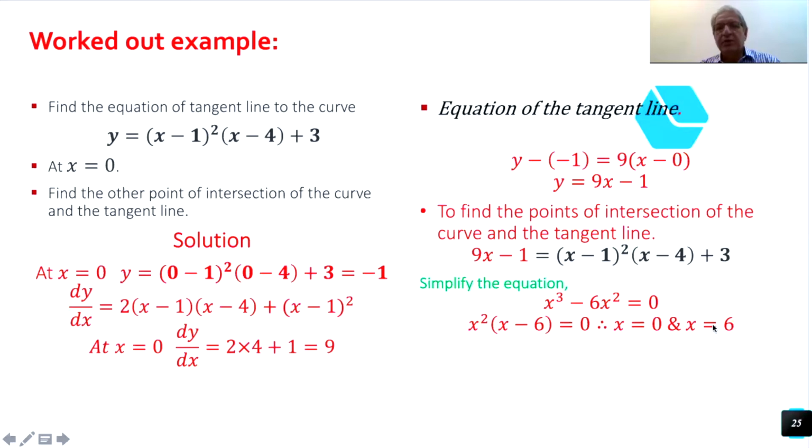When x equal to 6, you can put it into the line or into the curve, it doesn't matter. It's easier here to put it into the line. Therefore, x is equal to 6: 9 times 6 will be 54, minus 1 is 53. Therefore, this will be the other point of intersection of the curve and the tangent line.